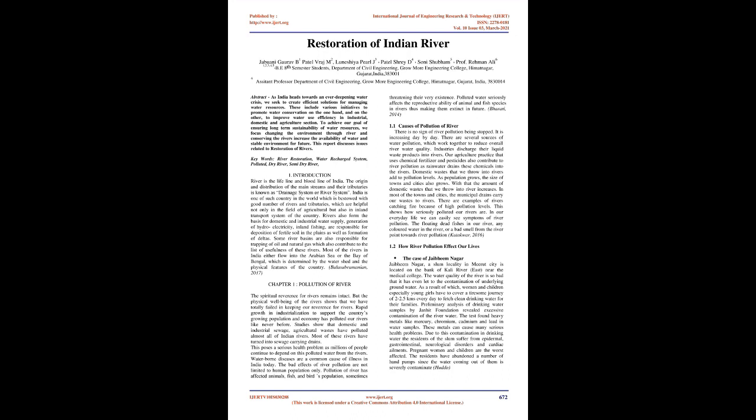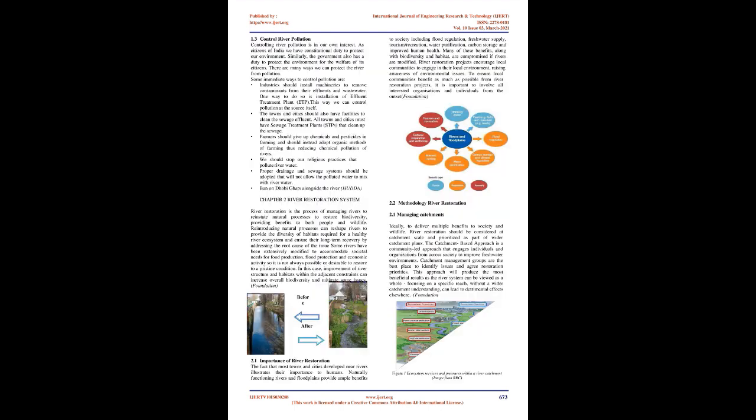Causes of pollution of river. There is no sign of river pollution being stopped. It is increasing day by day. There are several sources of water pollution, which work together to reduce overall river water quality. Industries discharge their liquid waste products into rivers. Our agriculture practice that uses chemical fertilizer and pesticides also contributes to river pollution as rainwater drains these chemicals into the rivers. Domestic wastes that we throw into rivers add to pollution levels.